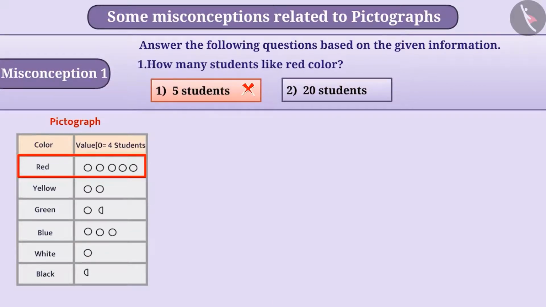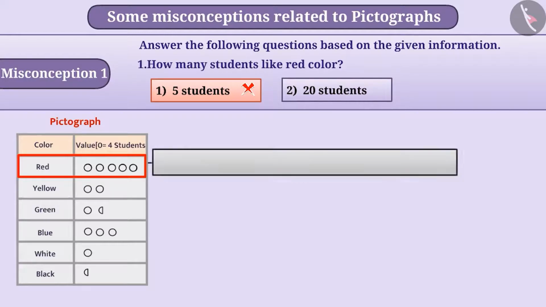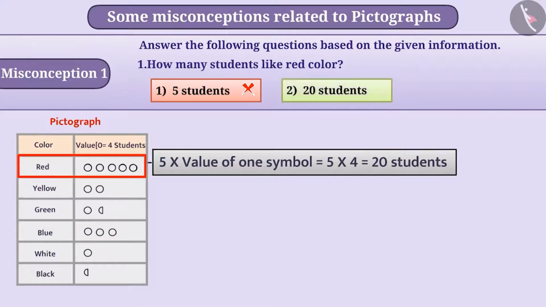In this pictograph, we are given the value of the symbol O is equal to 4 students. That is, whenever we see an O, we will consider it as 4 students. Like, in the row of red color, we see the symbol O 5 times. So the number of students will be 5 multiplied by the value of one symbol is equal to 5 multiplied by 4 is equal to 20. Hence, red color is the favorite of 20 students. So, the correct answer is option 2.